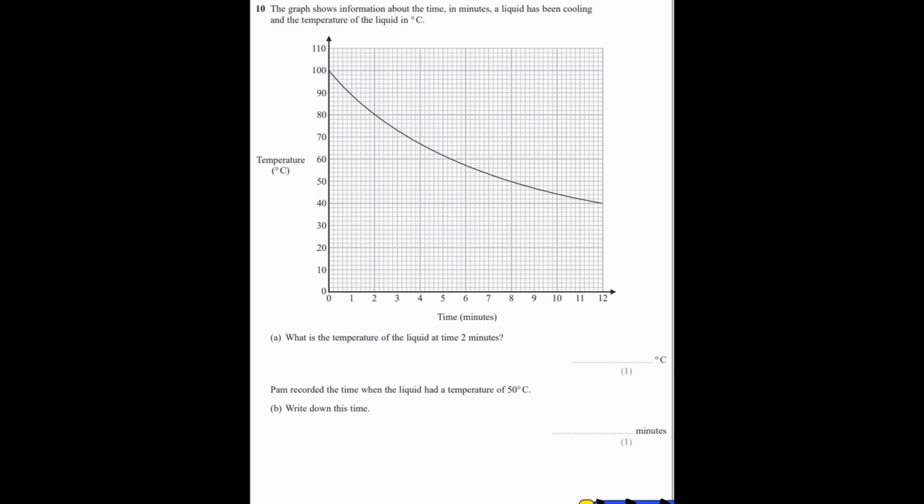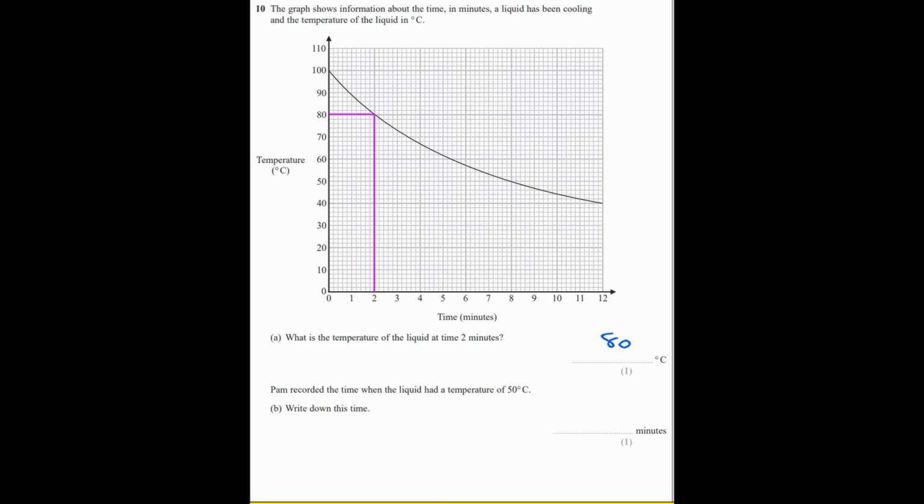Part A says, what is the temperature of the liquid at time 2 minutes? So, as accurately as you can, find 2 minutes along the bottom axis here. 2 is here. Take a line up to the curve and then read across from where you've met the line, and at 2 minutes the temperature was 80 degrees. So your answer to part A is 80.